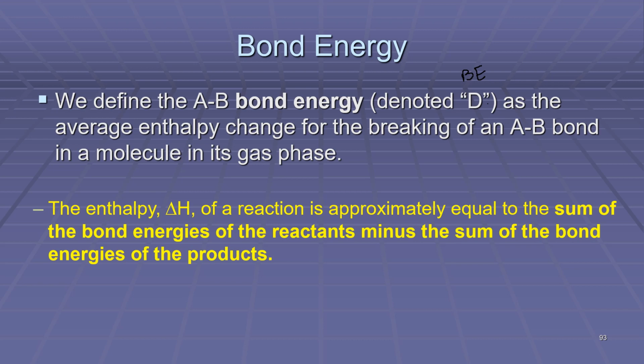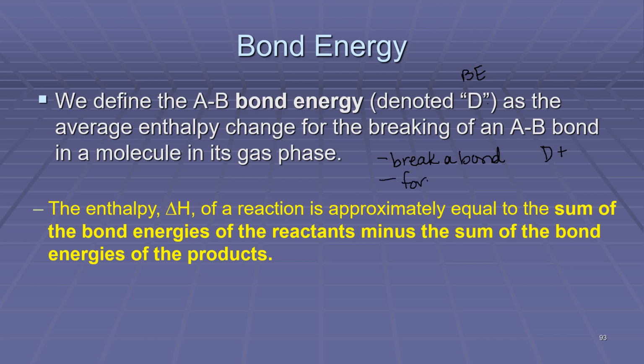Enthalpy is delta H. So, what I was saying, to break a bond always requires energy. So delta H is positive. The bond enthalpy, the bond energy, let's do it that way, the bond energy D is positive. So the bond energy is positive.